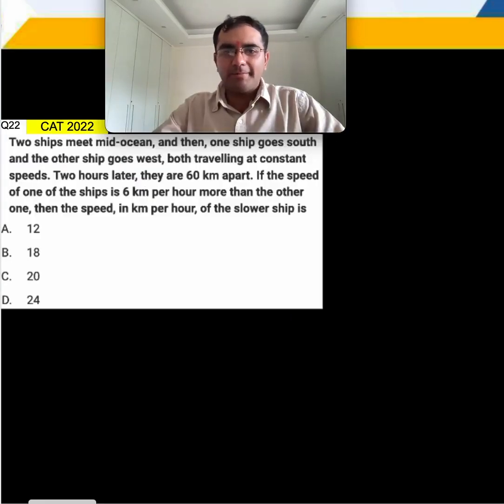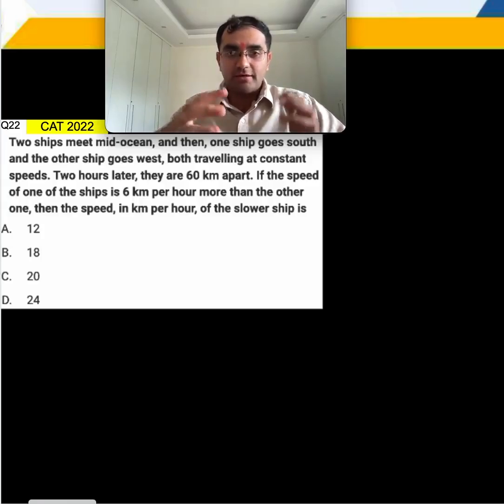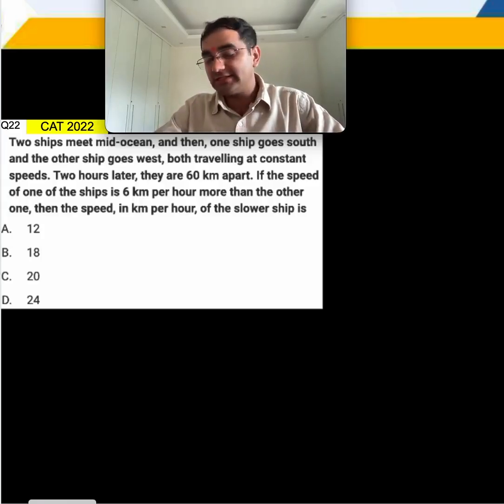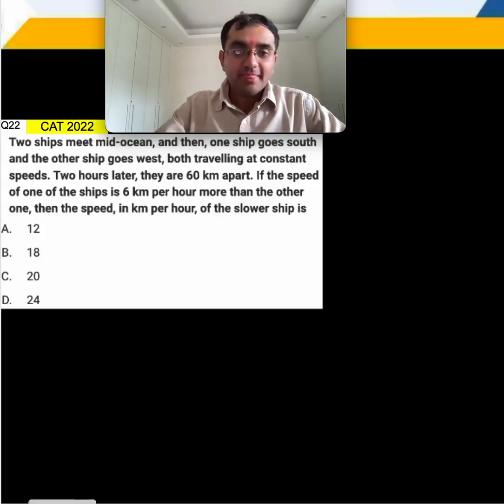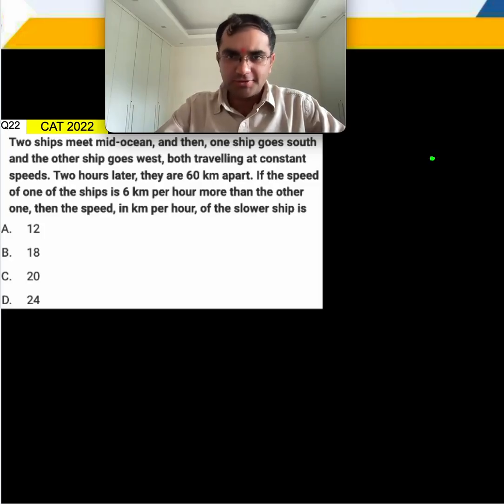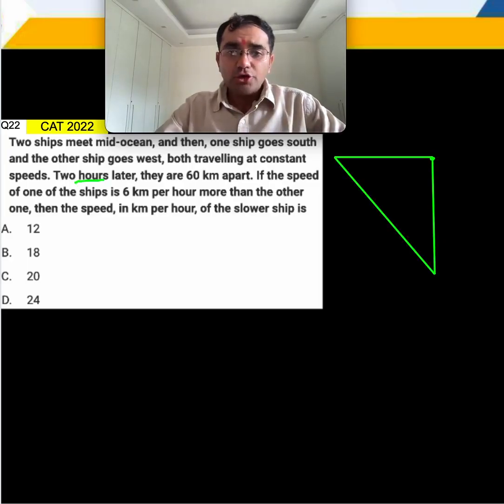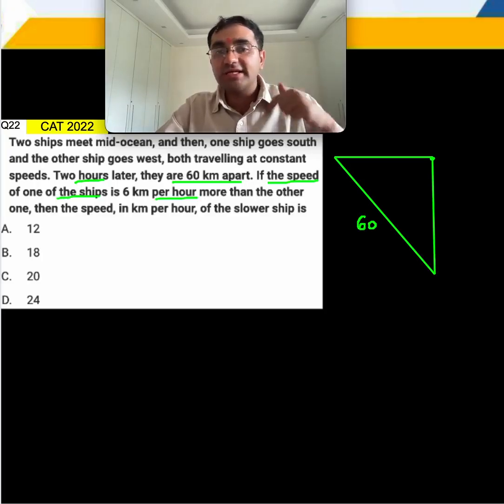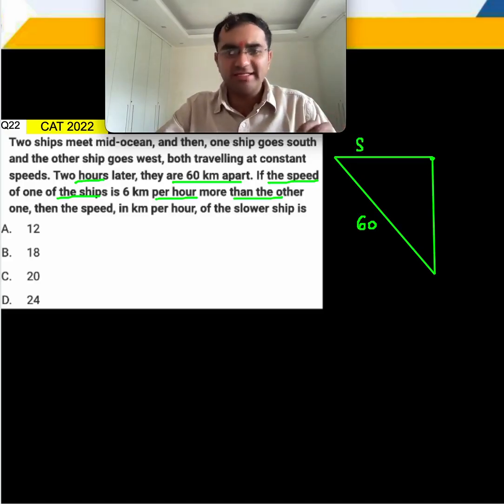Lovely question that combines two topics, like a mixed veg dish of TSD and geometry. So over here you have two ships who meet mid-ocean at this dot. One ship goes south and the other goes west, both traveling at constant speeds. 2 hours later they are 60 kilometers apart, so the distance between the ships 2 hours later is 60. And then it says that the speed of one of the ships is 6 kilometers per hour more than the other. So let's take the speed of the first ship as s.